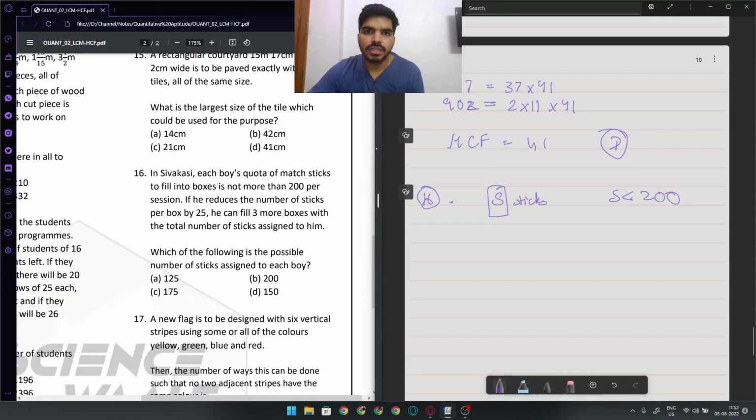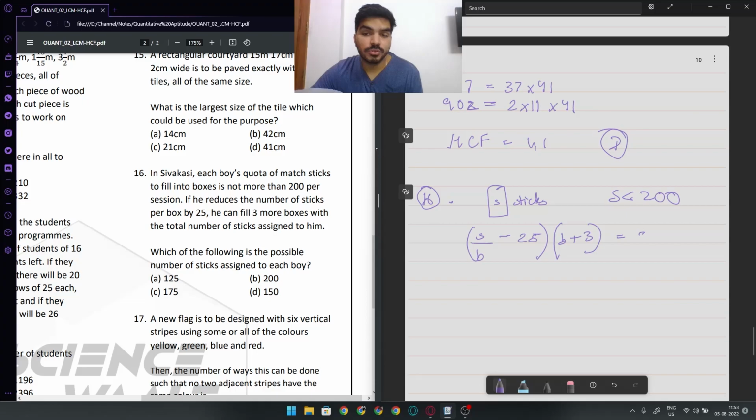So number of matches per box. Initially we had S upon number of boxes. I'll keep the S small. S/B. Minus 25 you have removed from each box. You are able to make 3 extra boxes. That means B plus 3.